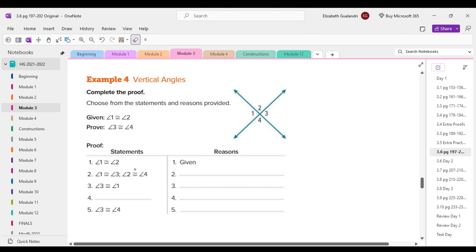Anytime that you look at a statement, you're like, I don't know what the reason is. It can either come from a statement before it. So these don't come from angle 1 congruent to angle 2. That doesn't give us anything there. It can come from the givens. There's no more givens up there. Or it can come from the diagram.